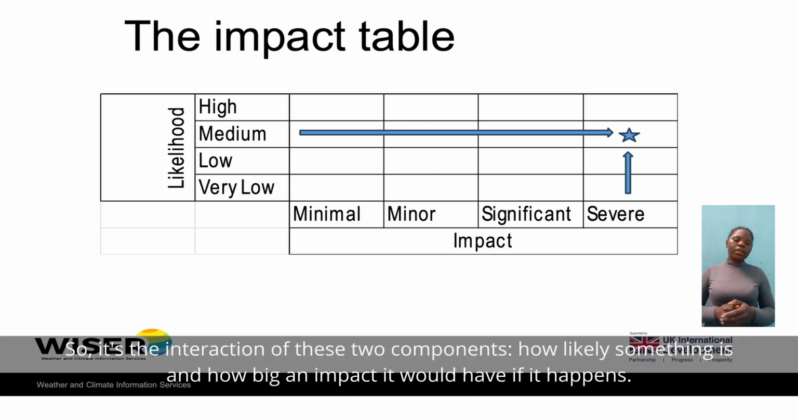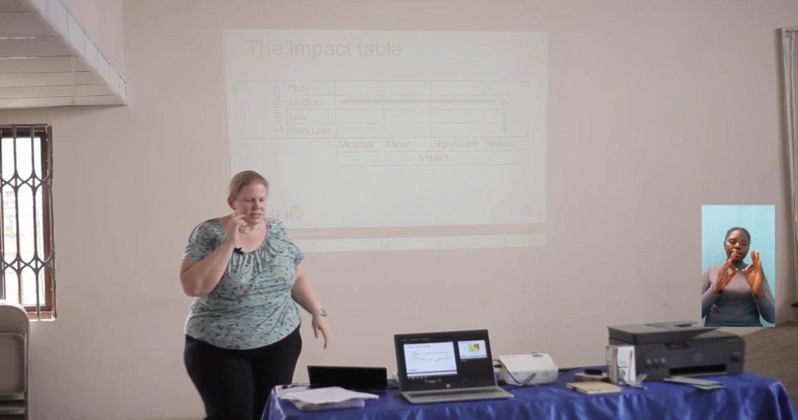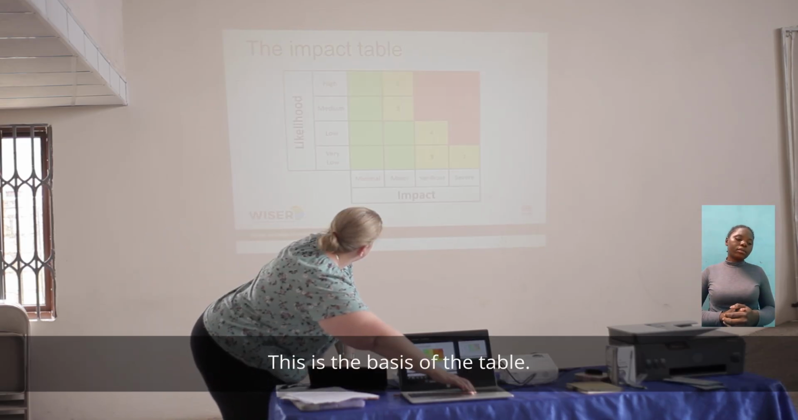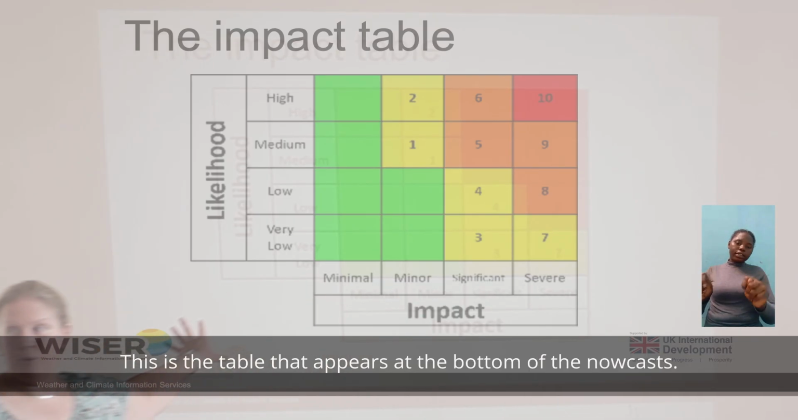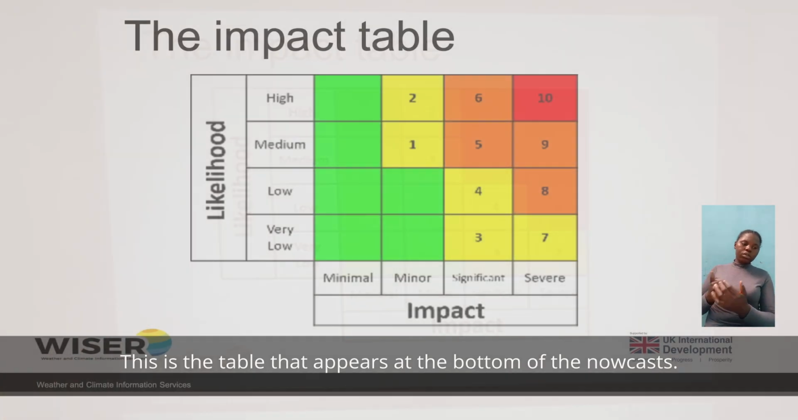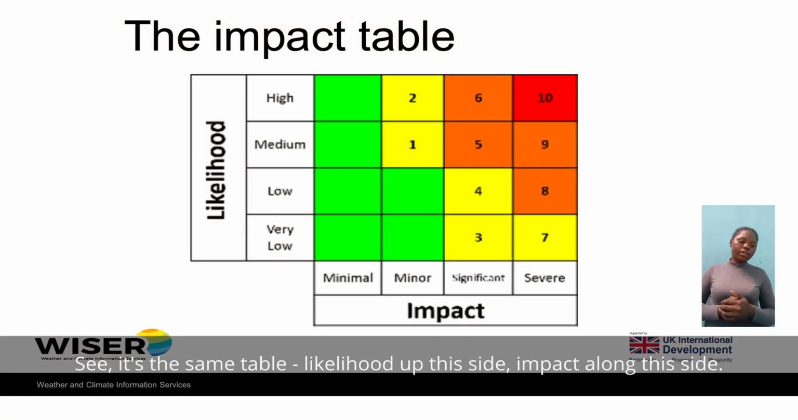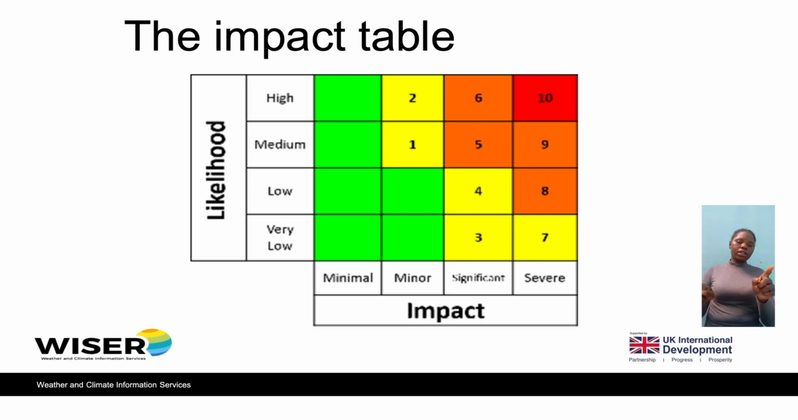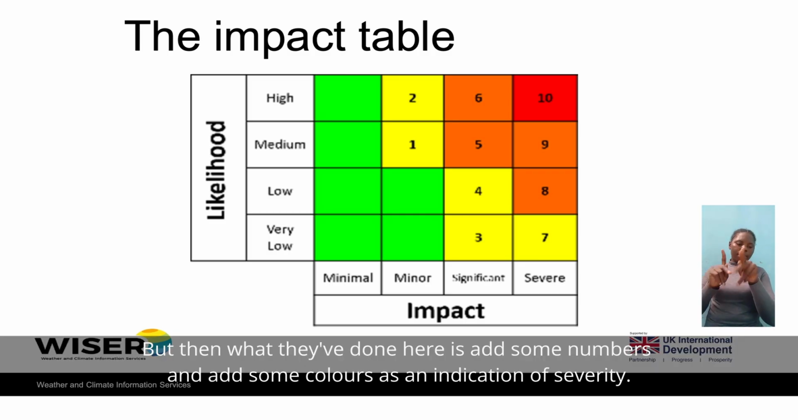So it's the interaction of these two components, how likely something is and how big an impact it would have if it happens. This is the basis of the table. This is the table that appears at the bottom of the nowcast. It's the same table, likelihood up this side, impact along this side. But then what they've done here is add some numbers and add some colors as an indication of severity.